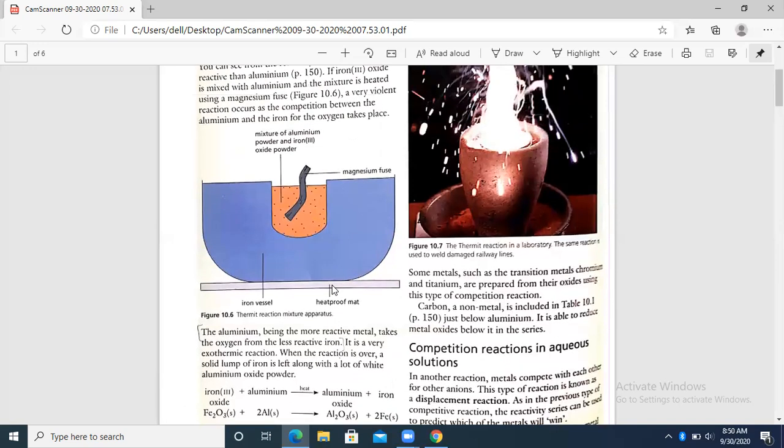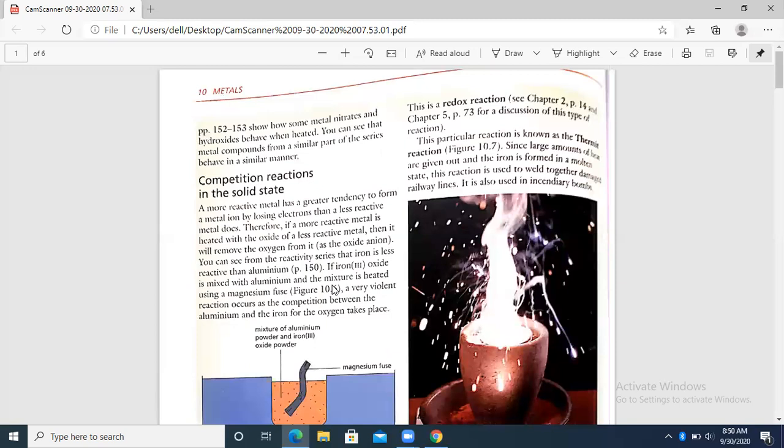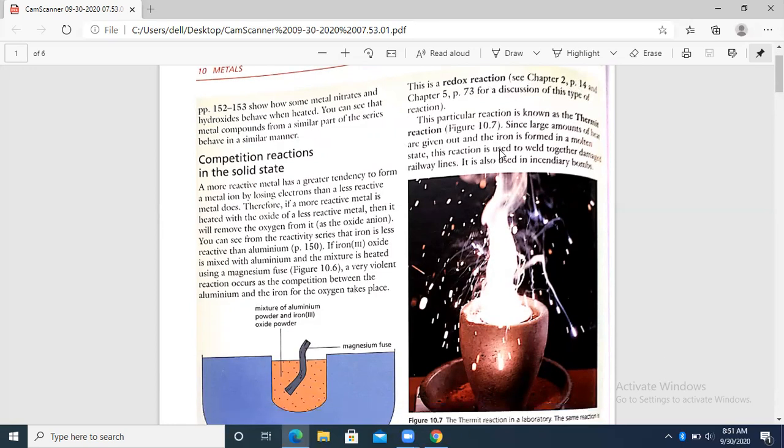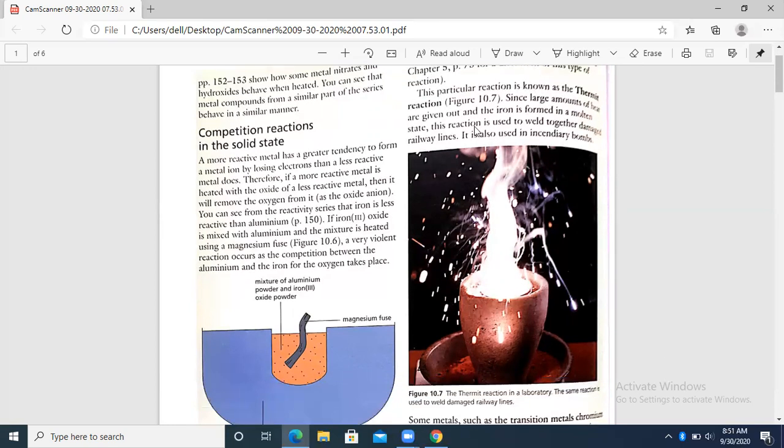So what is our point? From the reactivity series, whoever has more reactivity will win the competition. So this is a redox reaction. Already we discussed that in lesson 2, chapter 5. This is discussed there also. This particular reaction, with aluminium and iron, is known as the thermite reaction. There is another name for it: the thermite reaction.